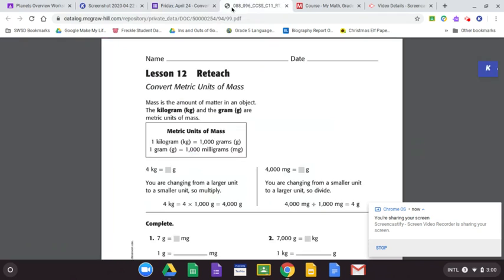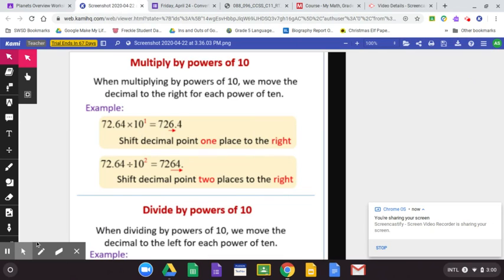The other thing I wanted to talk to you guys about was multiplying with the power of 10, because that's on the lesson today. So I will put something like this. I did notice looking at this should be a multiplication sign. But the important thing to know is when we're multiplying by the powers of 10, you move the decimal point to the right for each of the power of 10. So that means it gets bigger.